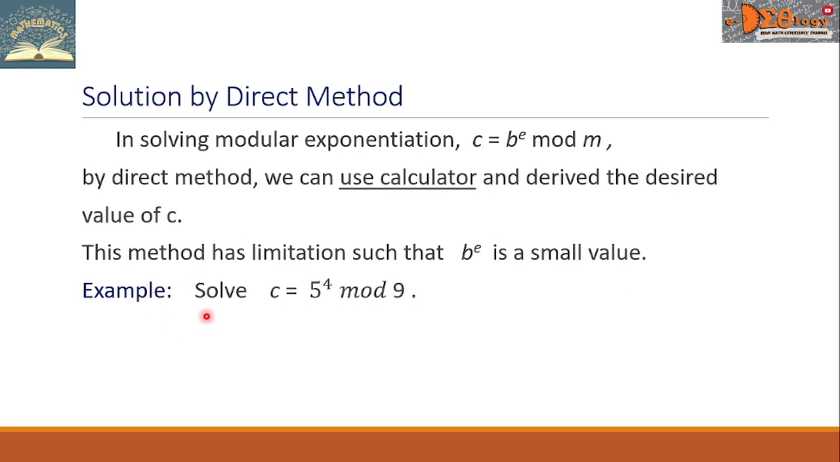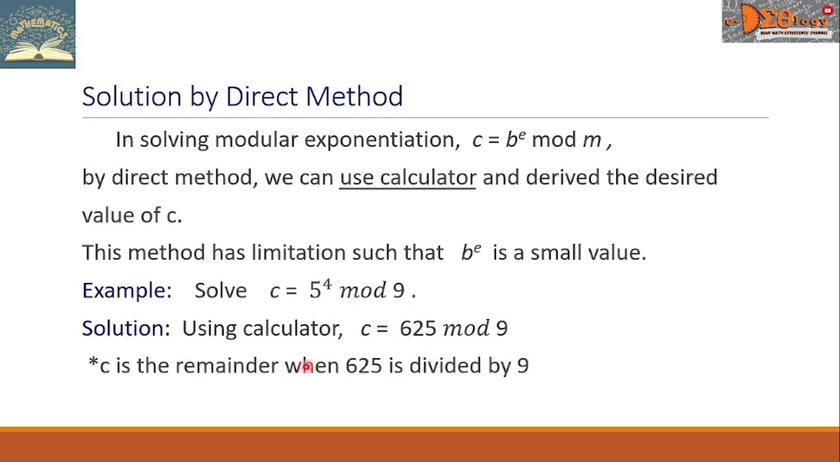Example, solve c equals 5 raised to 4 mod 9. Using a calculator, 5 raised to 4 is equal to 625. Remember that c is the remainder when 625 is divided by 9. So, c is equal to 4. This is our answer.